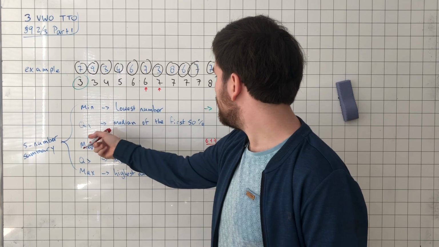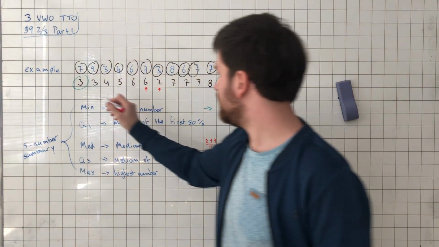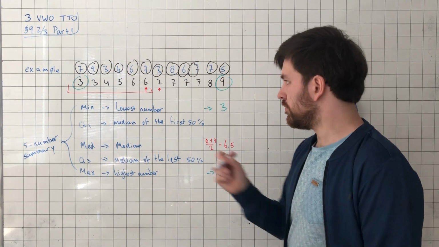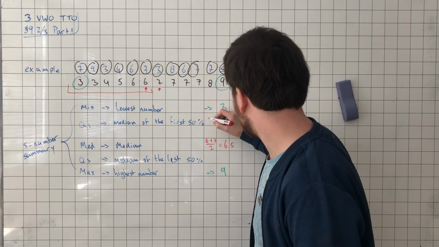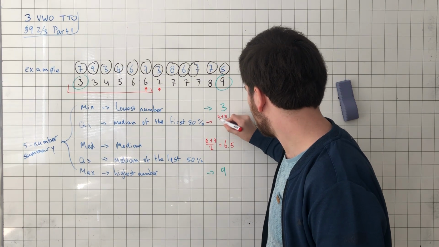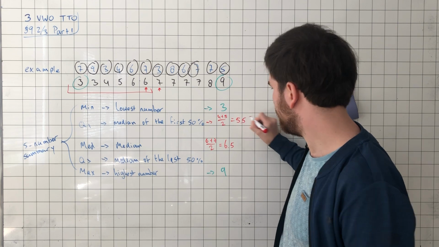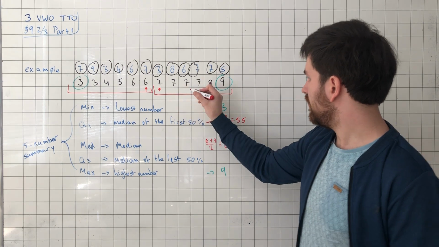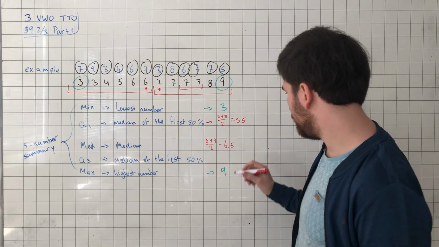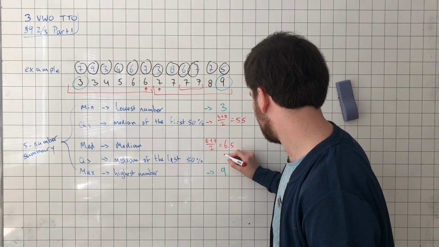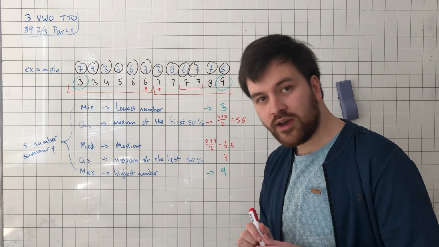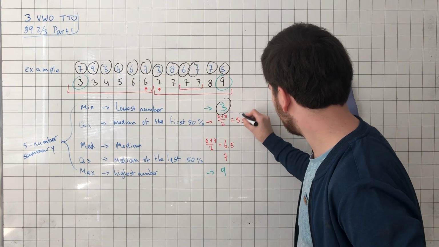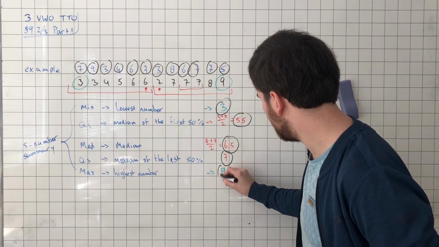Then we're going to look at Q1, which is the median of the first 50%. In this case, we're using these 6 numbers. The middle 2 numbers are 4 and 5, so the median is 4 plus 5 over 2, which is 5.5. For Q3, the 2 middle numbers are both 7, so Q3 is just 7. So now we have our 5-number summary: 3, 5.5, 6.5, 7 and 9.